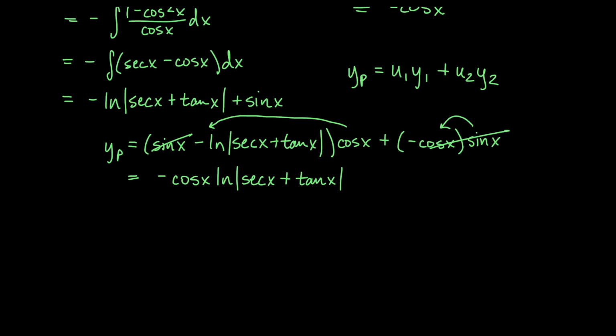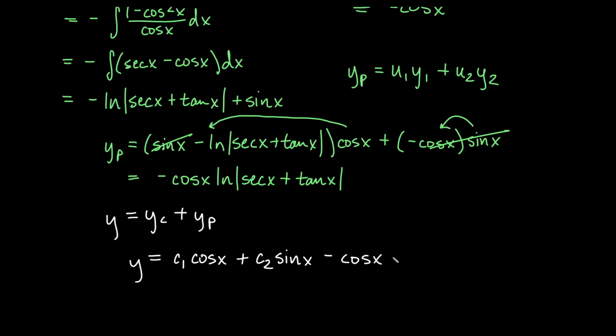So now we'll go ahead and write our solution, which is our complementary function plus our particular function. Remember, we started with c1 cosine x plus c2 sine x. And then we would have minus cosine x times the natural log of secant x plus tan x.